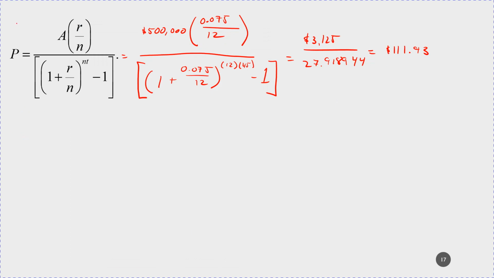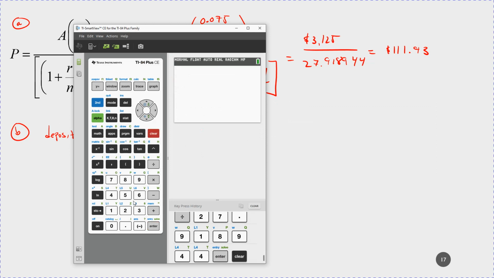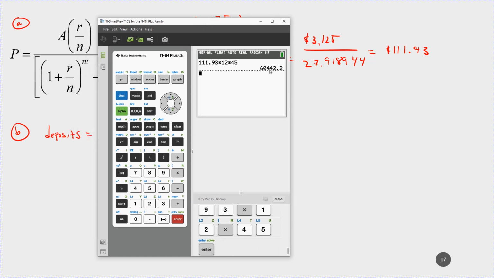Wow. So you can see the time value of money here. All right. Just put money away. All right. So how much of this comes from deposits? Well, you're going to take your 111.93 times 12 months a year for 45 years. And you're going to get, wow, look at this. This is crazy how much of this is coming from interest. $60,442.20.